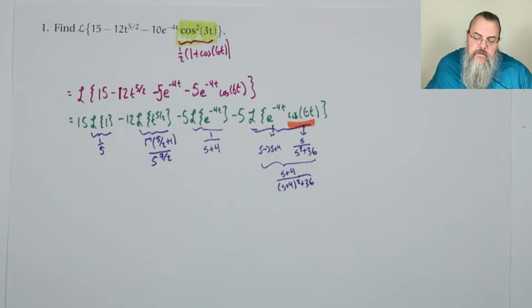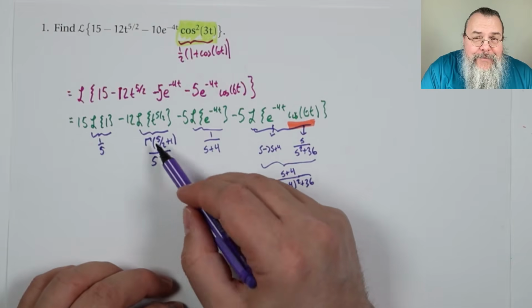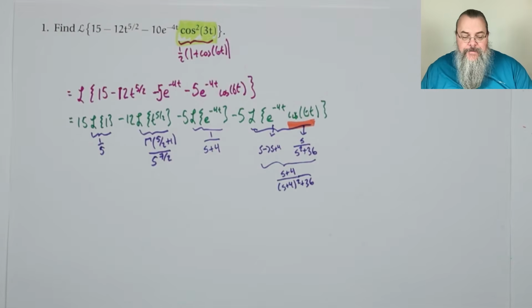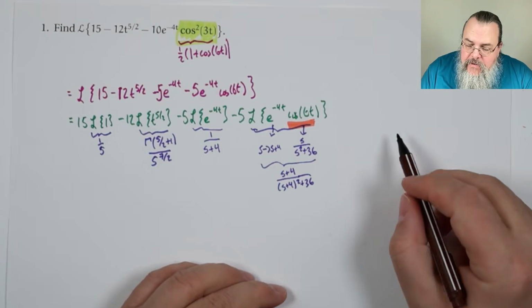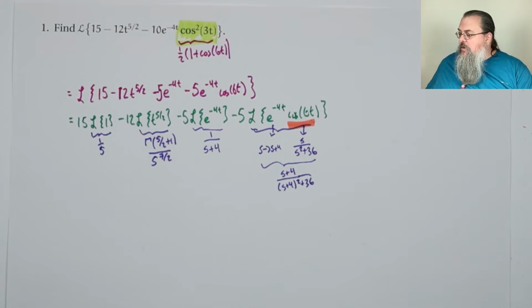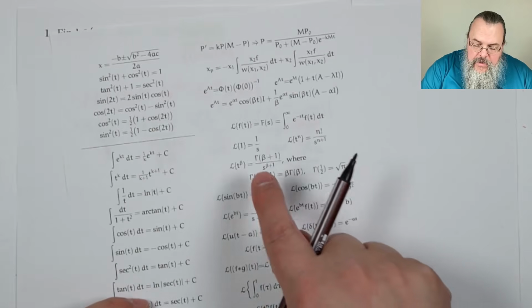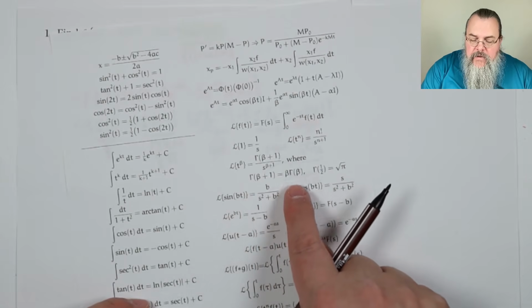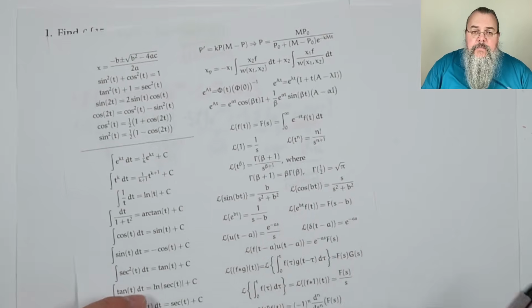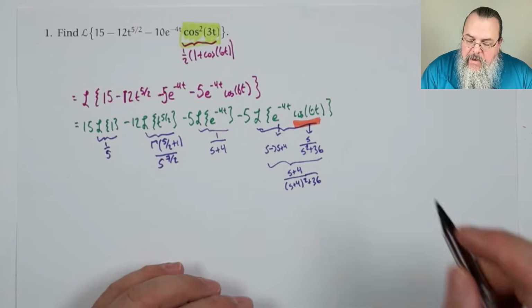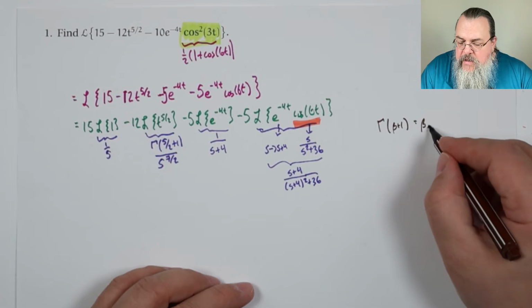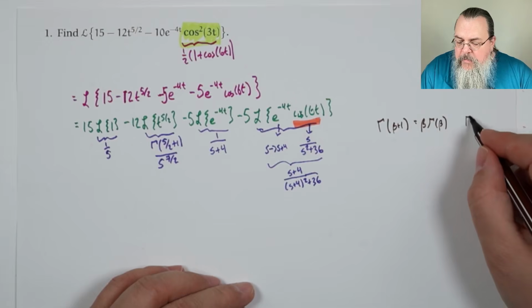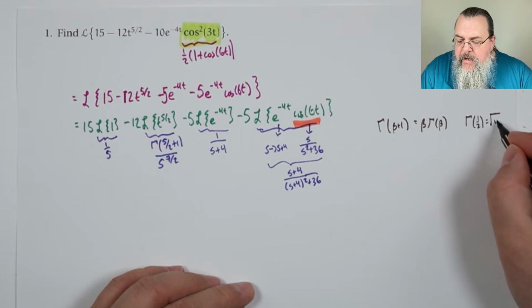Now, we have this gamma of 5 halves plus 1. What can we do? Let's push a little bit further, because they like halves. There's a nice pair of facts, and they're on the formula sheet. Gamma of beta plus 1 is beta times gamma of beta, and gamma of a half is square root of pi. So let me write those down.